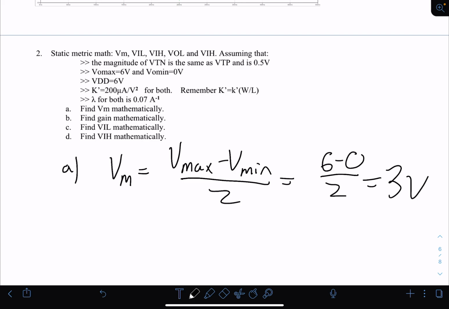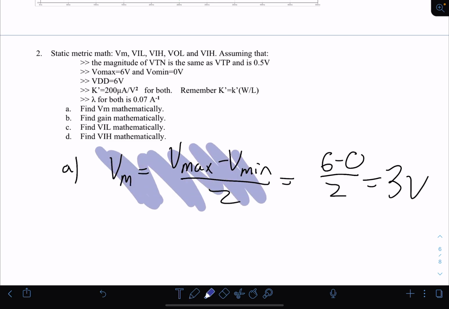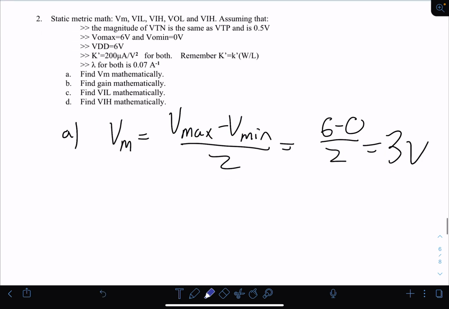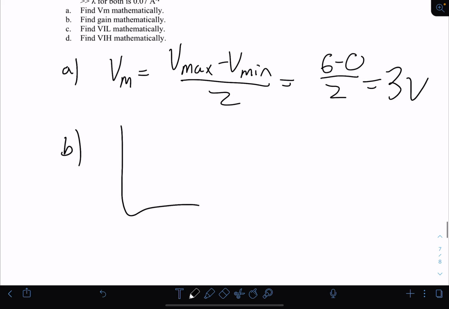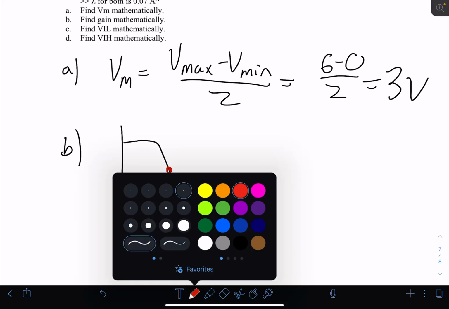And again, VM is the point at which V out equals V in. And this is just pretty much an approximation. There are some more exact ways to do it, but that's the easiest one. So next we want to find gain. And so gain will be the slope. If we have this, gain will be the slope of the transfer curve at VM.